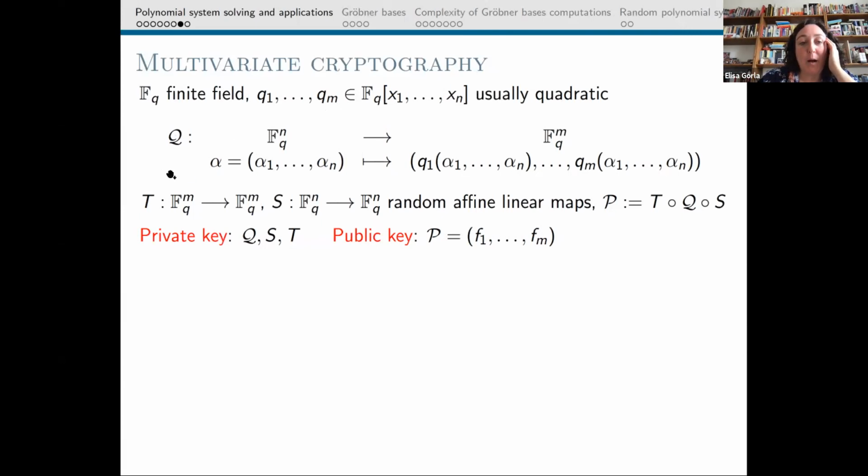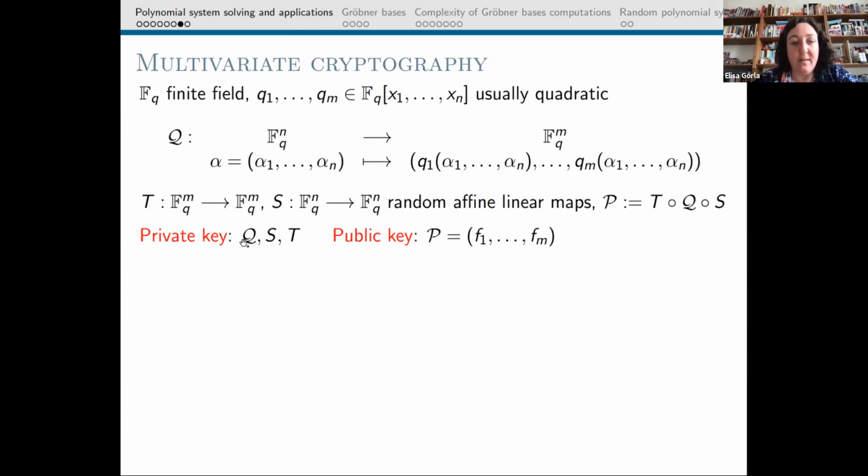And this map, you want to disguise it. So you want to hide it from the others. And so what you do is you multiply it left and right by random affine linear maps, which means you make a random linear change of variables inside. And instead of writing down Q1, ..., Qm, you write random linear combinations of them, okay?